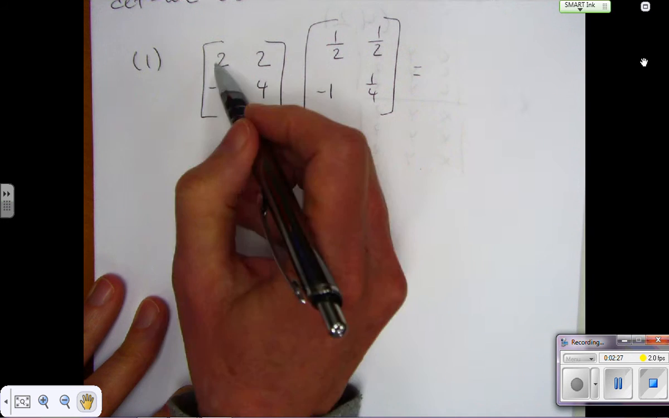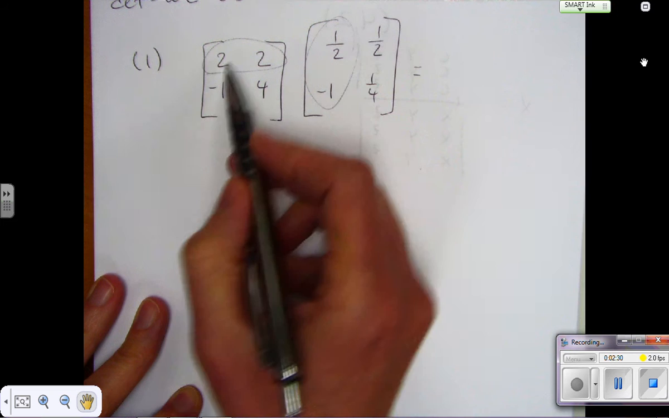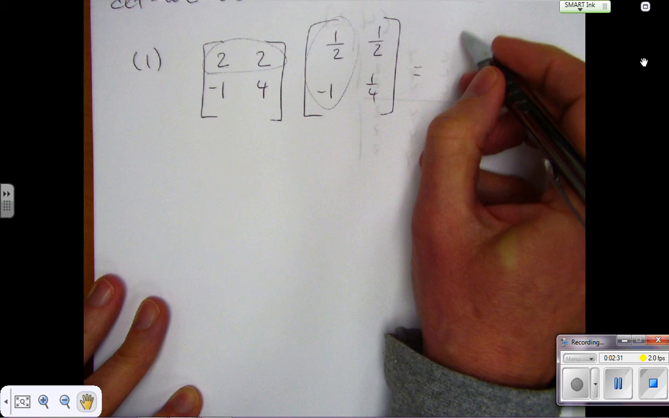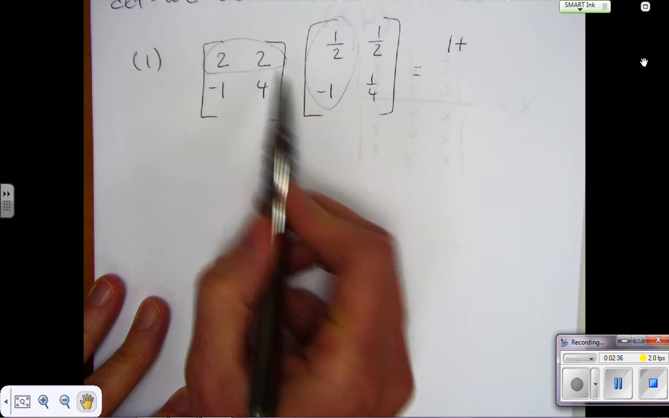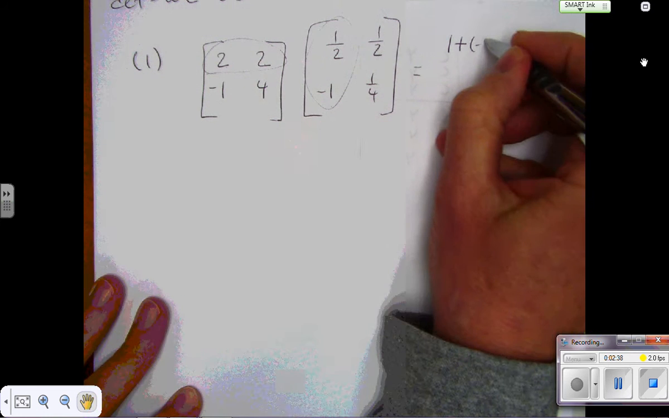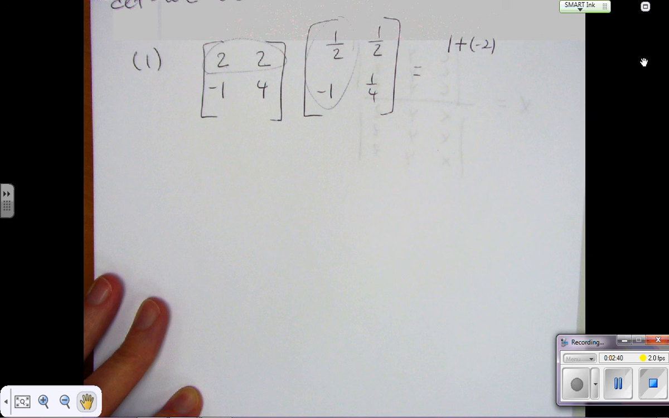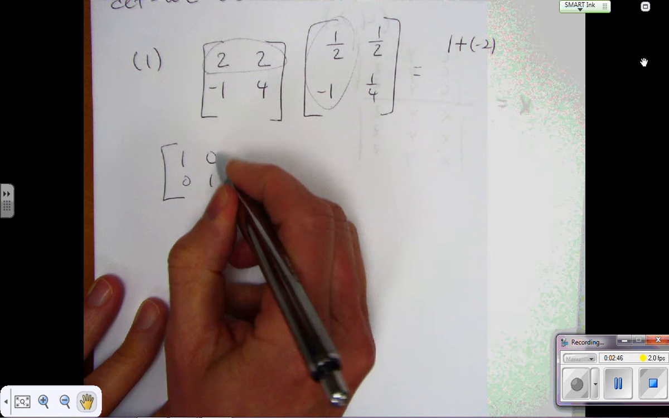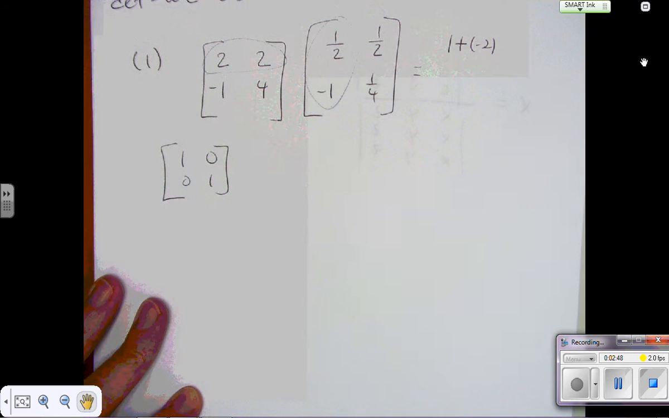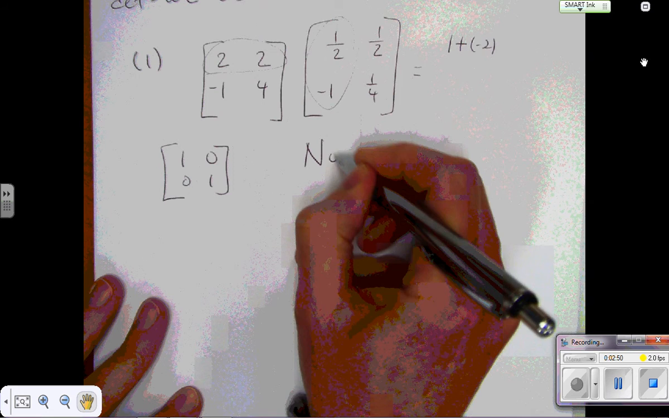I'm going to take the first row times the first column. 2 times 1 half is 1. Add them together. 2 times negative 1 is negative 2. So what value am I going to get there? Negative 1, which is not going to give me the identity matrix, right? It's not the right sign, so I don't have to do anything else. It's just no.